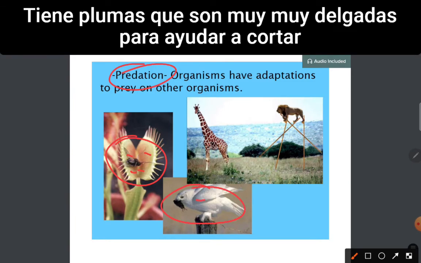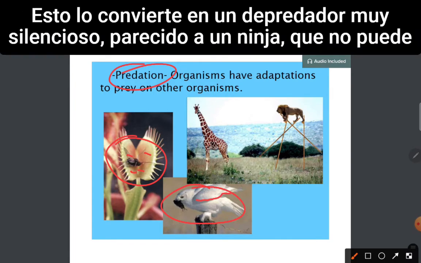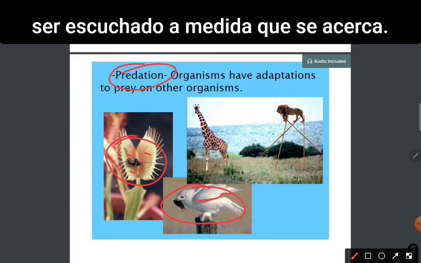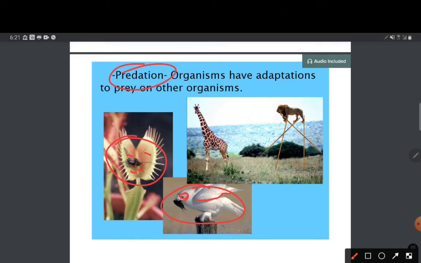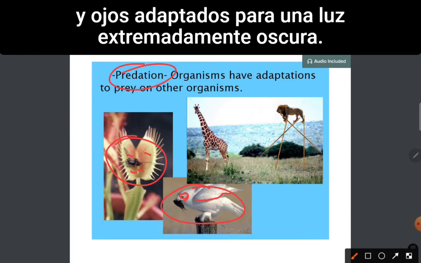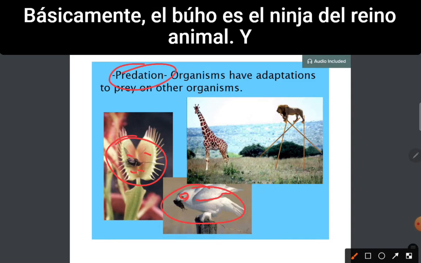It has feathers that are very, very thin that help to cut through the air. This makes it a very silent, ninja-like predator that can't be heard as it approaches. It has satellite-shaped ear feathers that help it to hear exceptionally well, and eyes that are adapted for extremely dark light. Basically, the owl is the ninja of the animal kingdom.